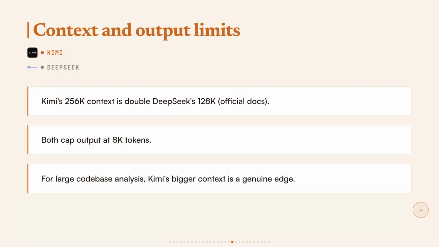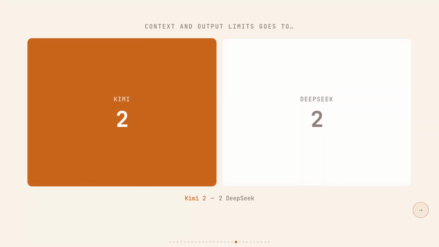Most everyday coding tasks fit comfortably inside 128K, so for a lot of people, this advantage just doesn't come up. But if you're doing large codebase analysis, dependency tracing across a big repo, or feeding in long test suites, that extra 128K goes from optional to pretty much required, because the model either sees the whole picture or it's guessing at half of it. Kimi takes context, and the 2x window size is a clean, documented win that I didn't expect to matter this much until I thought through agentic codebase workflows. That evens things back up. Kimi 2, DeepSeek 2, with 1 test still to go.